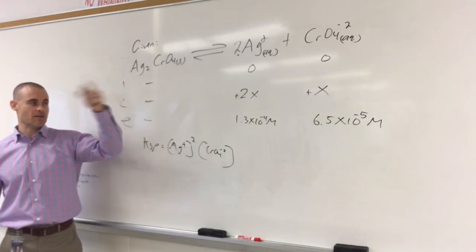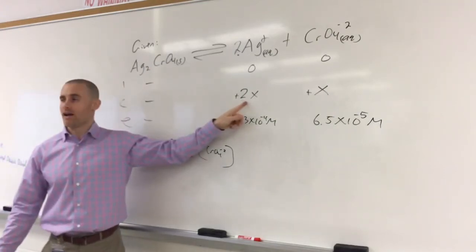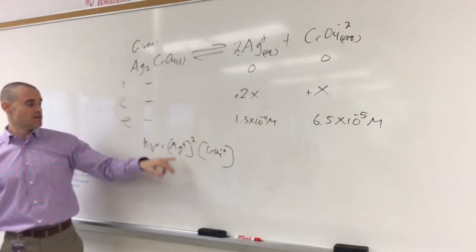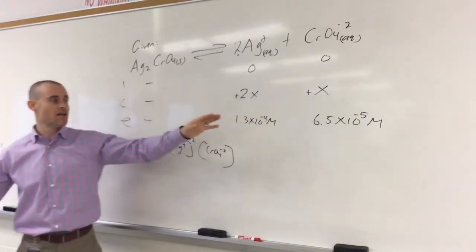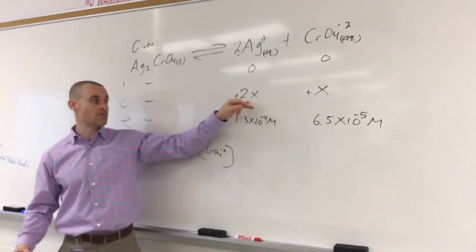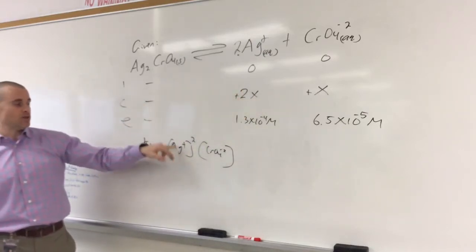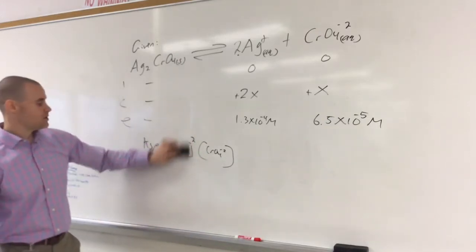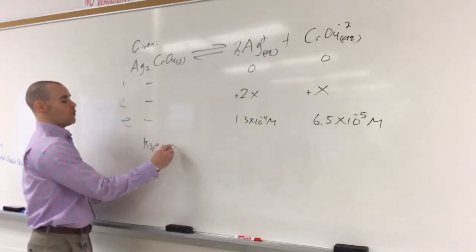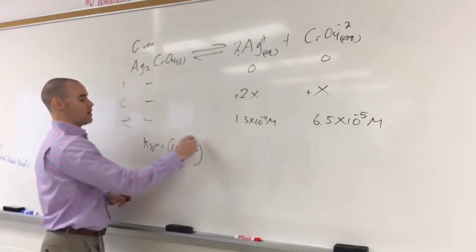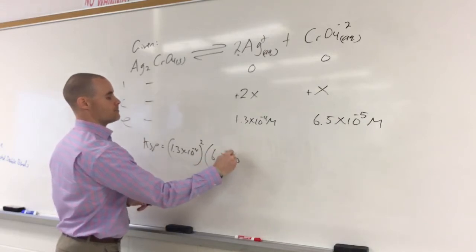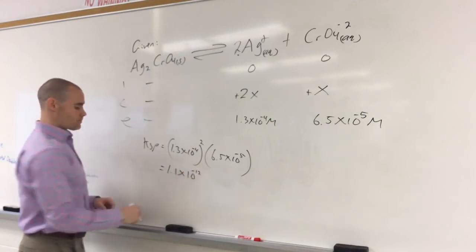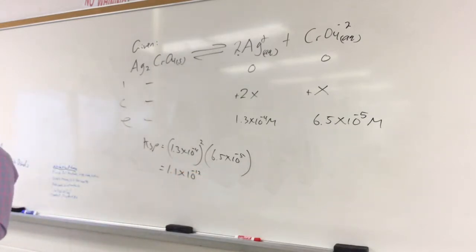Keep that in mind, because in the next couple of problems you have to remember that. You have to double it and then square it. All right? Double it, then square it. Here it gave you the number, so it's okay. But if it's a question where you have to solve for x, remember you're doubling it and then squaring it, so it would be 2x squared. That's why I have students write it out so they don't forget to square it. I'm going to substitute in my concentrations now: 1.3 times 10 to the negative 4 squared times 6.5 times 10 to the negative 5. I rounded that to the tenths, so 1.1 times 10 to the negative 12.